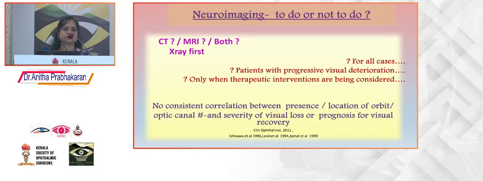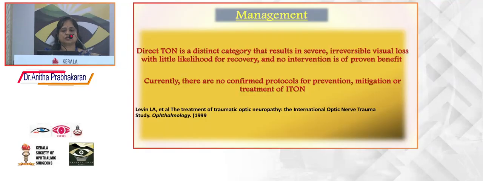The clinical usefulness of neuroimaging in traumatic optic neuropathy remains debatable, as there is no consistent correlation between the presence or location of a fracture and the severity of visual loss or the visual recovery prognosis. So whether it should be done for all cases, or only those which are progressing or which need intervention, is still questionable. And which modality? CT is the best modality to delineate the optic canal lesions, and whenever you do an MRI, make sure you first do an X-ray to rule out a metallic intraocular foreign body.